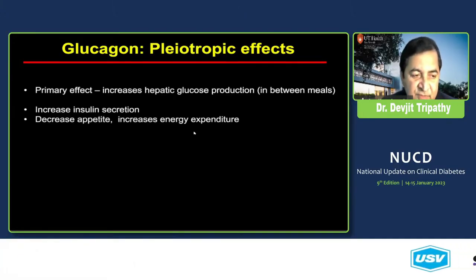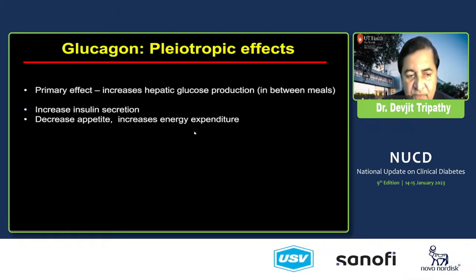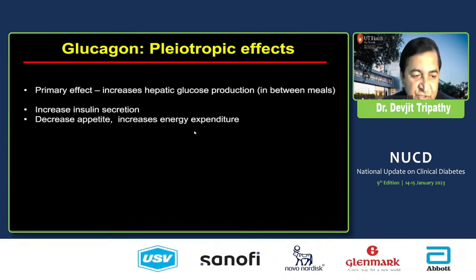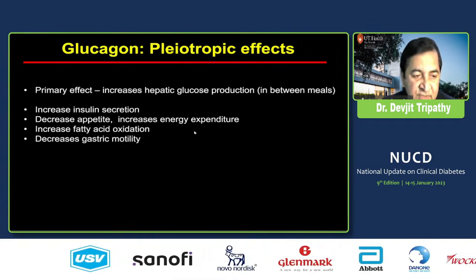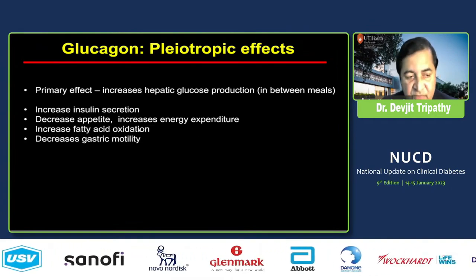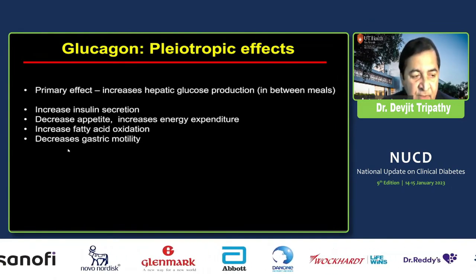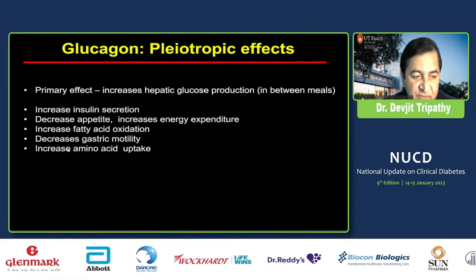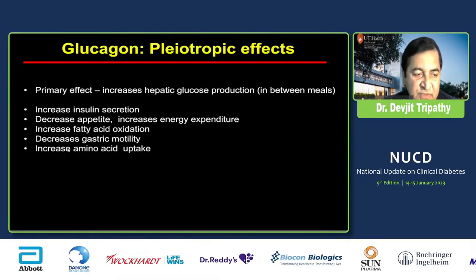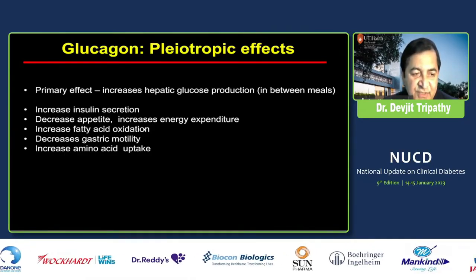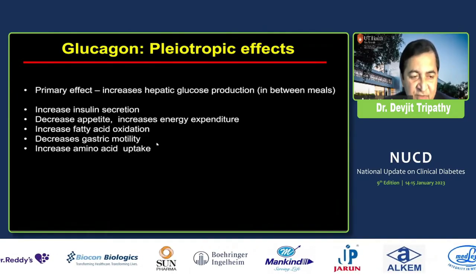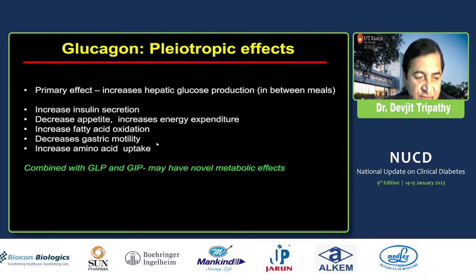It has an effect on the hypothalamus, decreasing appetite, and increases energy expenditure, which is different than that of other GLP-1 agonists. They increase satiety and have no effect on energy expenditure. They increase fatty acid oxidation. That's why they're being pursued for treatment of non-alcoholic steatohepatitis or NAFLD. And they also decrease gastric motility, and they increase postprandial amino acid uptake. So the rationale for combining glucagon is because of these effects. If you can increase energy expenditure and insulin secretion, by combining a slight glucagon-like activity with GLP-1 and GIP, you may see an additive effect.